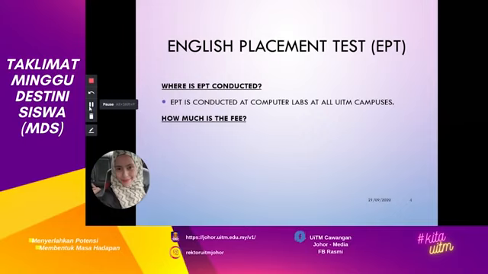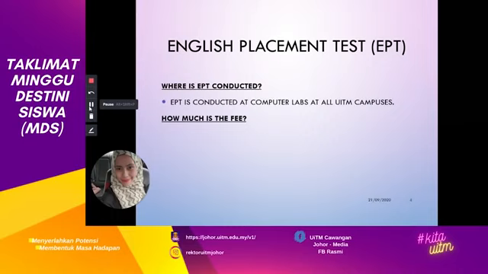How much is the fee? This is one very important piece of information about the test that I do not want anybody to miss. If you realize, before this I used the words "if you are interested" to sit for EPT. This means EPT is a test; however, the test is not compulsory for every diploma student in UiTM. This is an optional test.